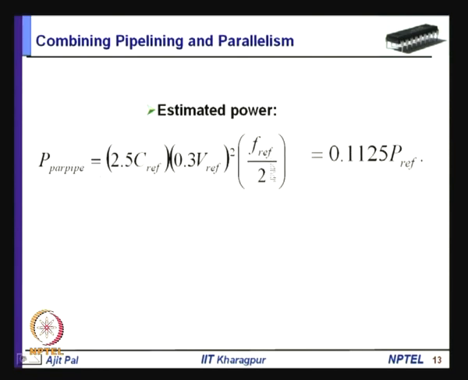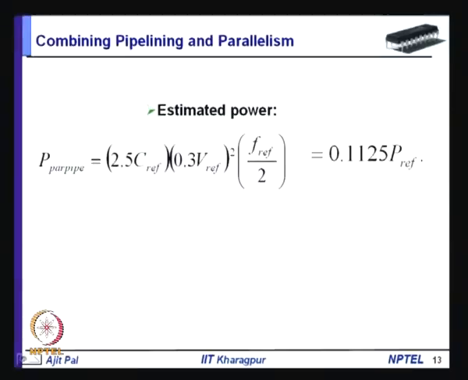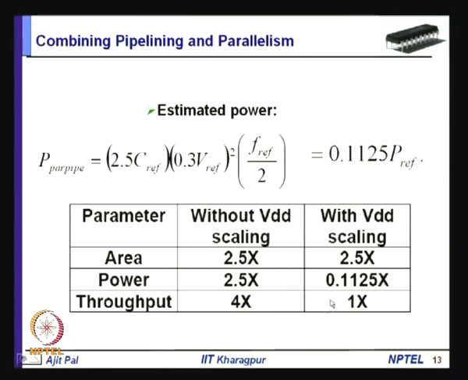So, if we multiply, we get 0.1125 P reference. So, we find that the power dissipation is roughly equal to 11% of the original circuit. That means, if we combine parallelism with pipelining, we get still larger reduction in the power dissipation, and of course, in this case we are maintaining the same performance.